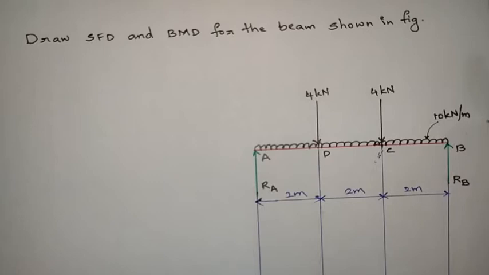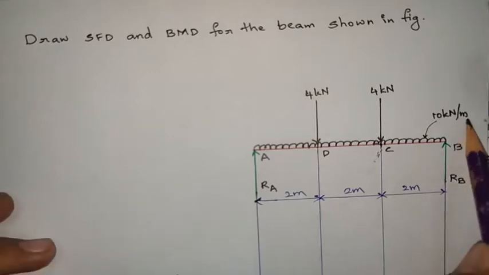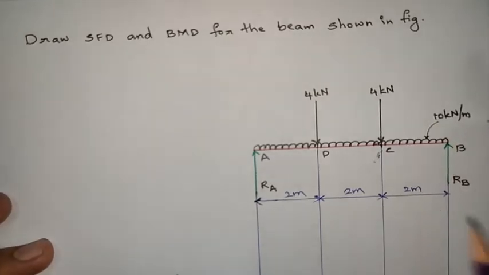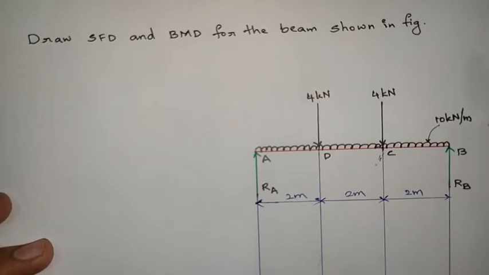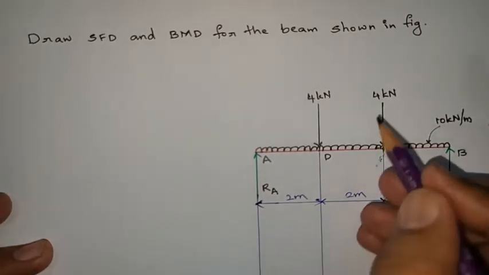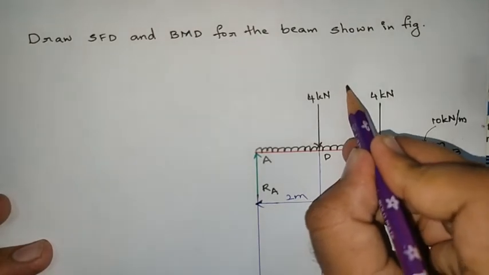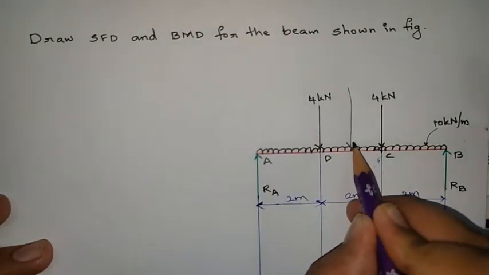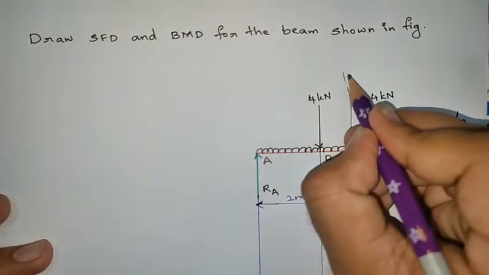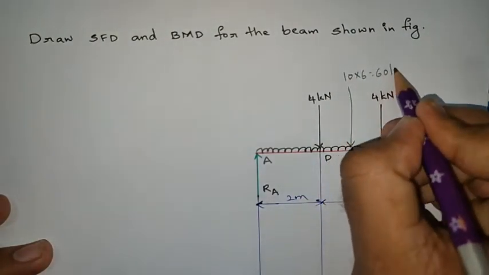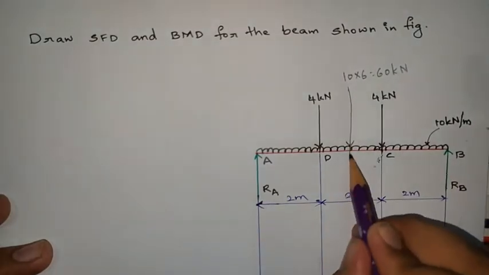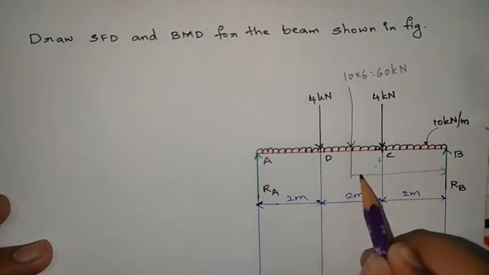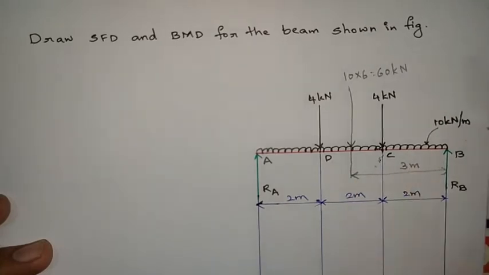Okay, so here, first find the support reactions RA and RB. First of all, convert the UDL into point load. So per meter 10 kilonewtons, totally 6 meters is there. So 10 into 6, totally 60 kilonewtons. It is acting in the middle. I represented that with the pencil. So 10 into 6 equals 60 kilonewtons, and it is acting in the middle of 6 meters, means this distance is equal to 3 meters, right?